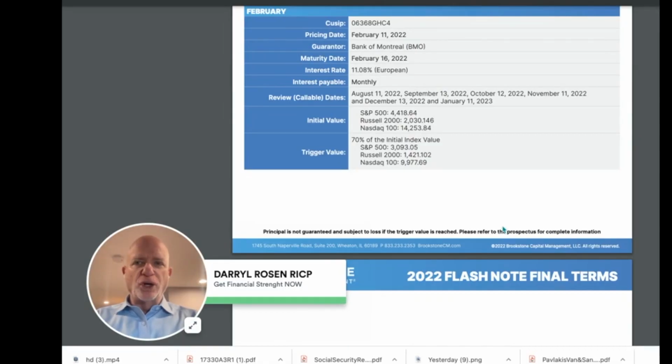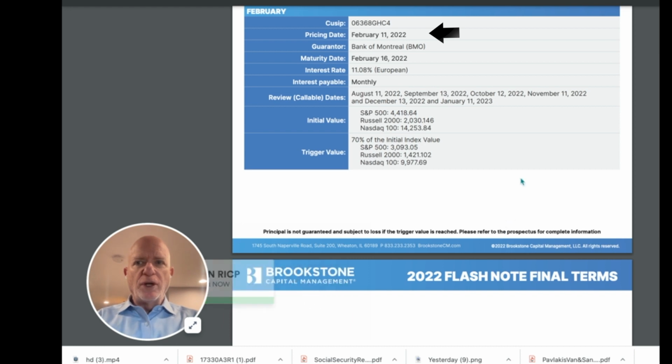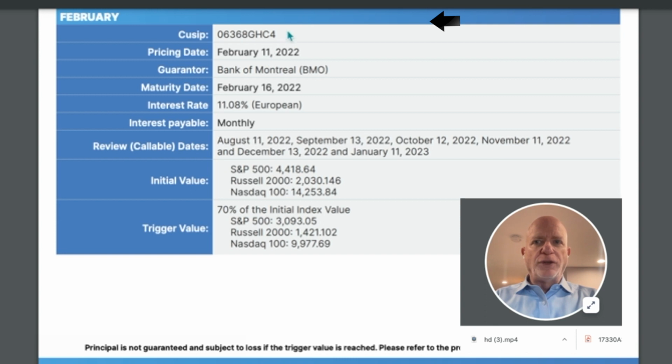These are the final terms for an income note that closed on February 11, 2022. So what we'll do is walk through the specifications here, and then we'll go to the whiteboard, and I'll show you an example with some real numbers. So the pricing date on this note is February 11th of 2022. This is the CUSIP, so every note has its own unique identifier known as a CUSIP. The pricing date is February 11, 2022, Bank of Montreal, and the closing date is a year out. So this is a 1-year note.